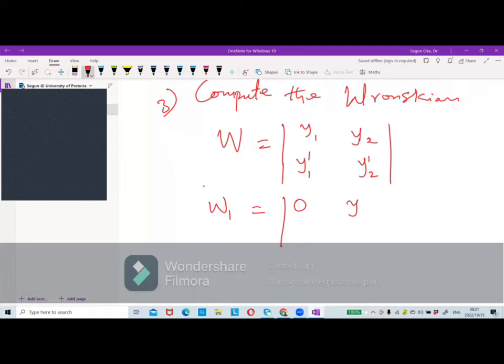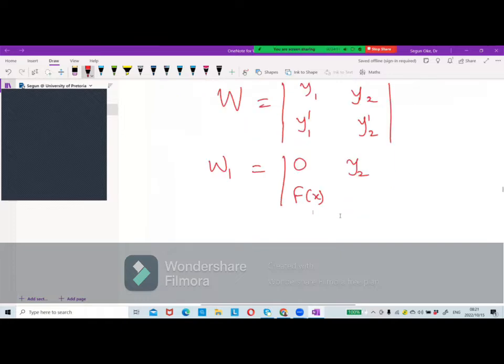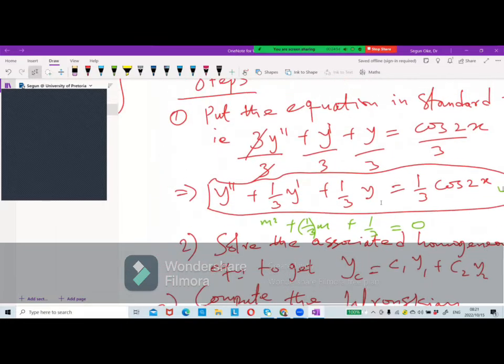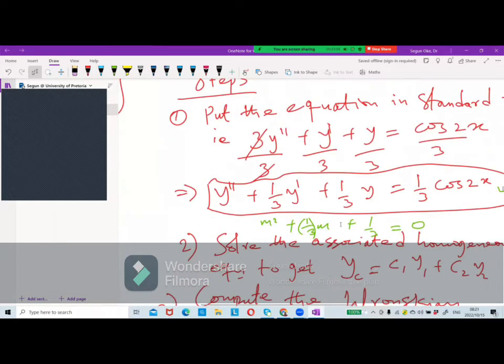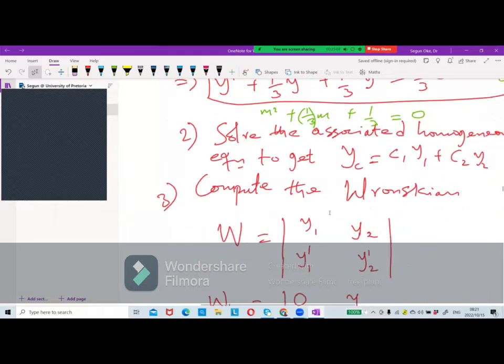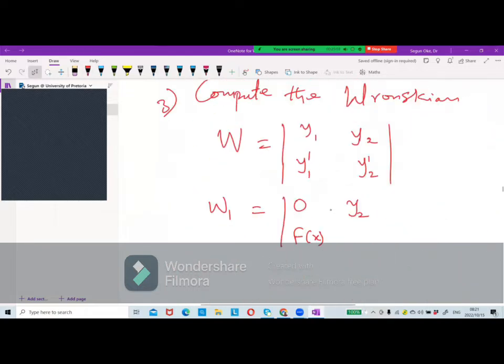You have your y2 here, then f of x. You remember your general equation, we call it b of x here, it's still the same thing as f of x. Probably I should change this one to f of x so that you understand what I'm saying. Anything that is on the other side is f of x, so you substitute it with f of x. We call it y prime of 2. Are you getting it?